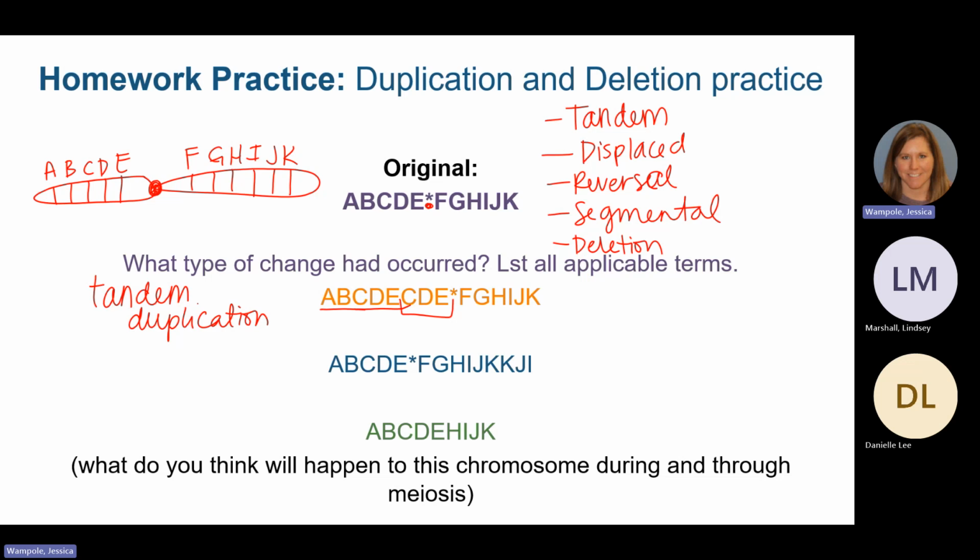All right. Second one, duplication or deletion? Duplication. Duplication again, very good. What kind of duplication? Reversal. Reversal, anything else? Tandem. Very good. So this one, there's a whole lot going on. So we've got the IJK, KJI. So this is a duplication. It's tandem. And it's a reversal.